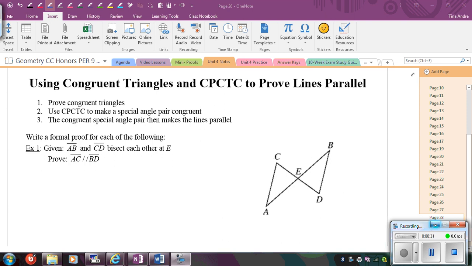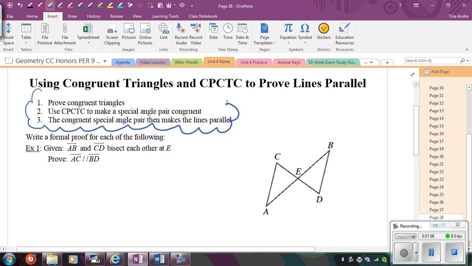So basically, if we're given a situation where we have two triangles and we want to prove that sides of those triangles are parallel, if we can find a pair of congruent corresponding angles or alternate interior, alternate exterior angles that are congruent, then that would make those lines parallel. So if we follow these steps, prove that the triangles are congruent, then we can use CPCTC to get that special pair of angles congruent. And then once we have those angles congruent, we can say that the lines are parallel.